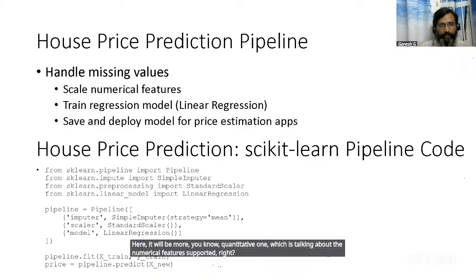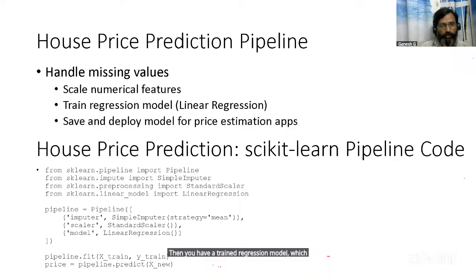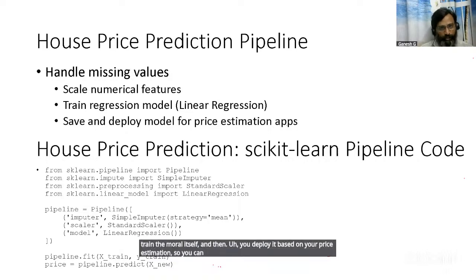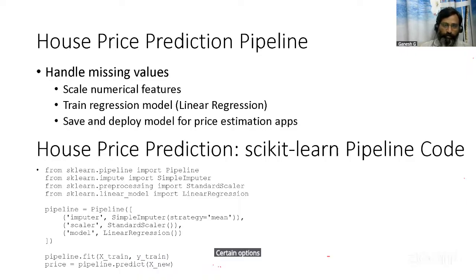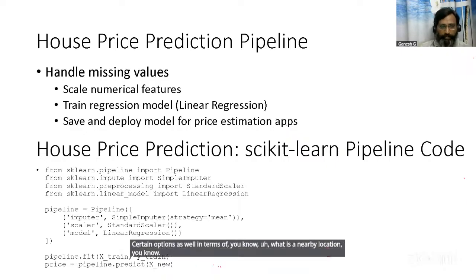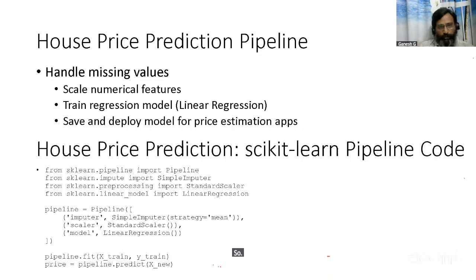Then you have a trained regression model, which is basically used to train the model itself. And then you deploy it based on your price estimation, so you can give a comparative analysis. The machine learning model can also offer certain options in terms of nearby locations, something which matches the price estimation that they have put together. So there's one way of looking at it, right?